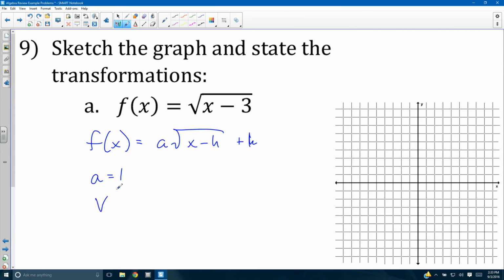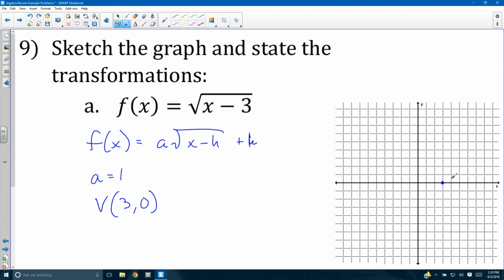And I'm going to call it the vertex. Square roots don't exactly have a vertex. They sort of do. I'm going to start from there, though. 3, 0. Because x minus 3, h is 3. This one's missing. Must be 0. So I'm going to start at 3, 0. My stretch factor is 1, so it's going to react just like any other good old square root thing.